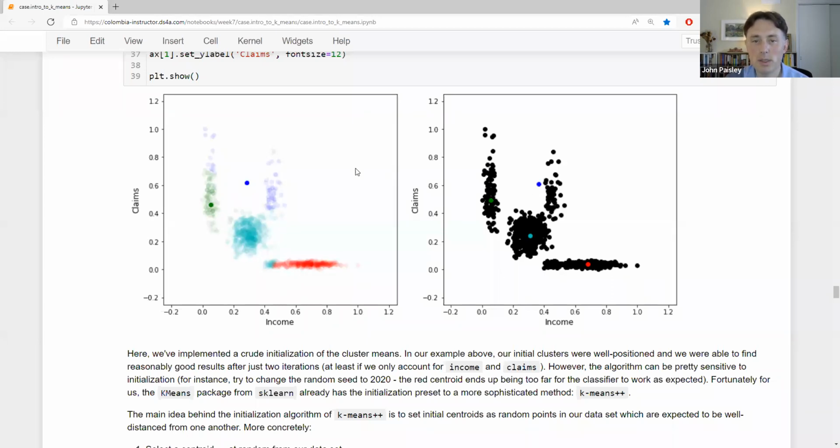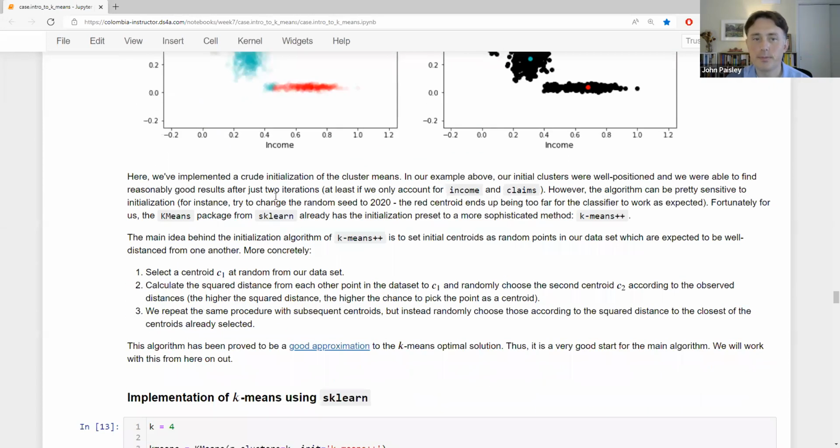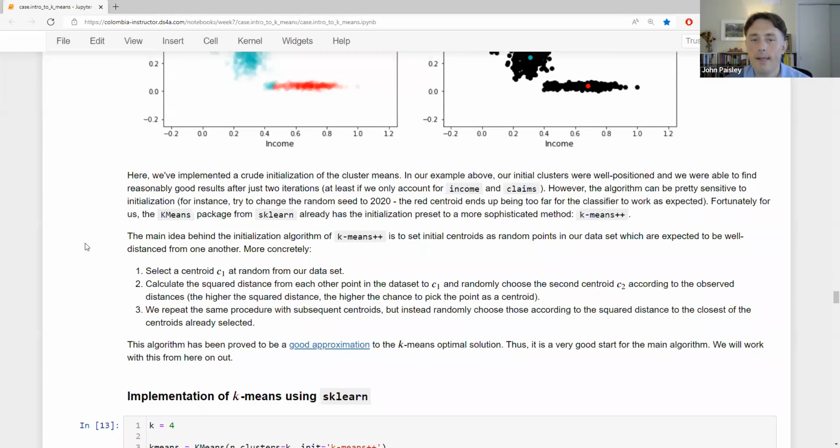But the blue one still made a big change because now suddenly there are many points here that are dark blue and only a few points here that are dark blue. So the average center of mass moves.